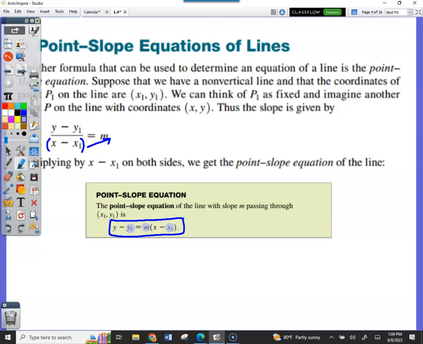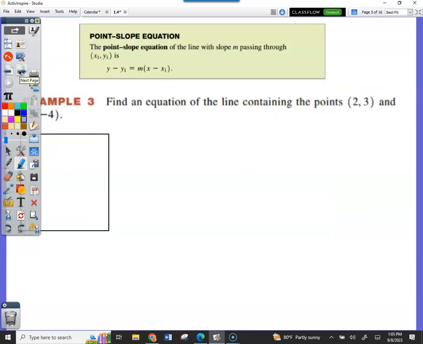Okay, so let's try it. Here is the equation. I copied it to the next slide for you. Here's the example. It says find an equation of the line containing the points (2, 3) and (1, -4). So this is exactly what I was just telling you about, where they give you 2 points.